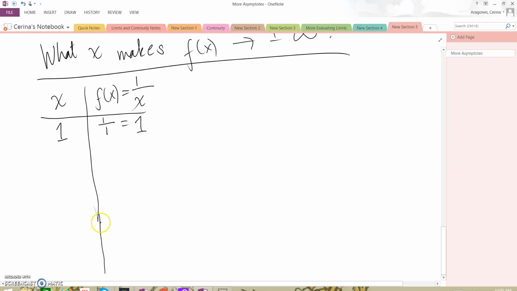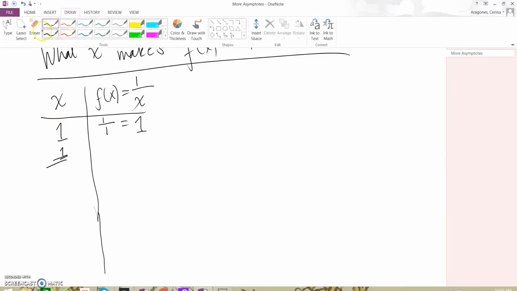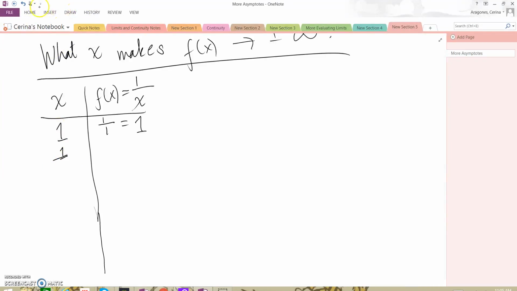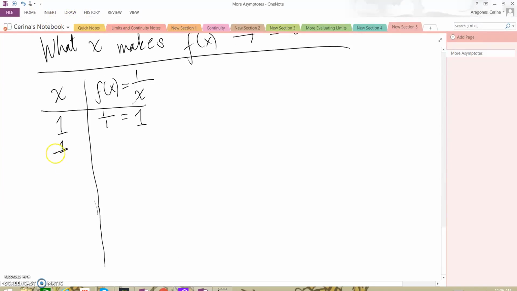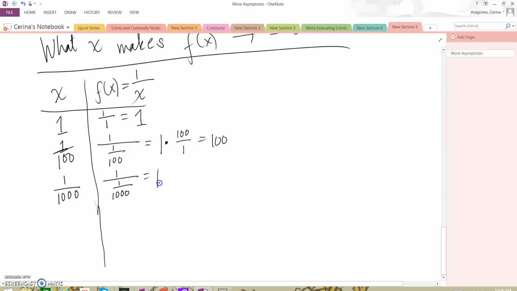Let's divide by a smaller number. Let's divide by 1 over 100. So 1 divided by 1 over 100, I flip and multiply, equal to 100. Let's divide by an even smaller number, 1 over 1,000. 1 divided by 1 over 1,000, again I flip and multiply, and I get 1,000.